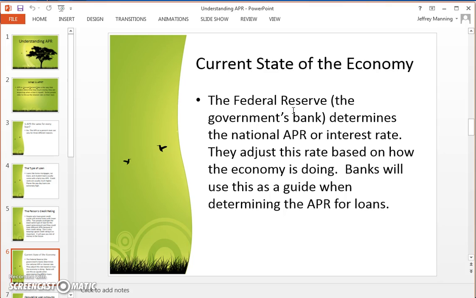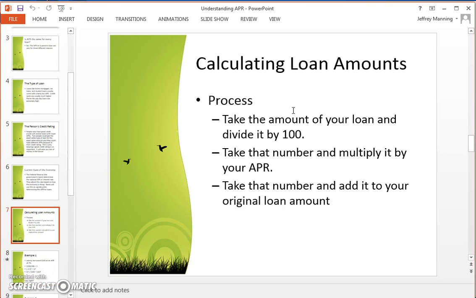Usually what happens if the economy is very good, APRs are actually kind of high, which seems kind of weird. Why would an APR be high if the economy is good? It's mainly because the Federal Reserve is charging a higher interest rate to borrow their money. And then on the flip side, if the economy is bad, the APR actually goes down a little bit, because the government sometimes uses the APR to help stimulate the economy. They want people to be borrowing money and to be spending money.